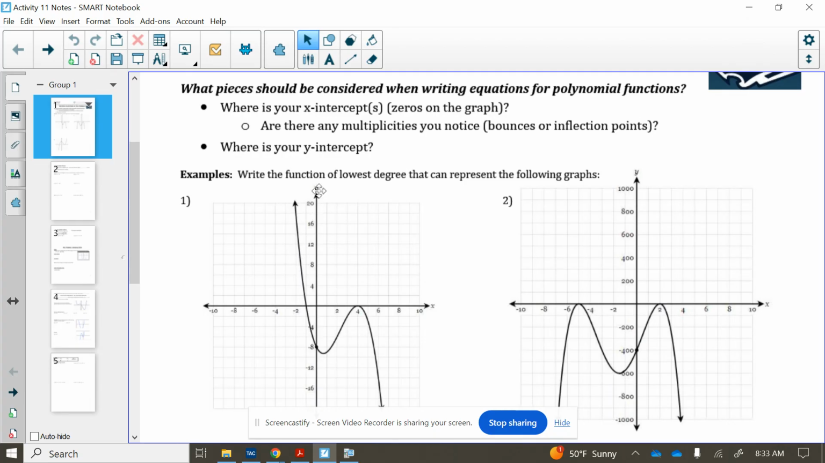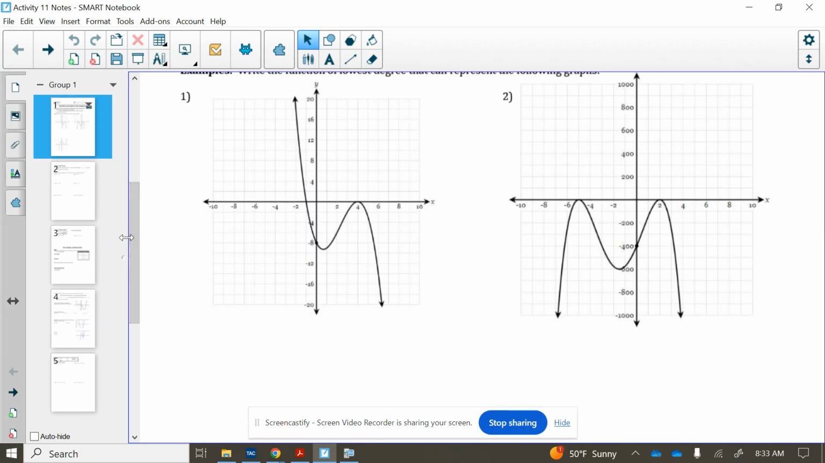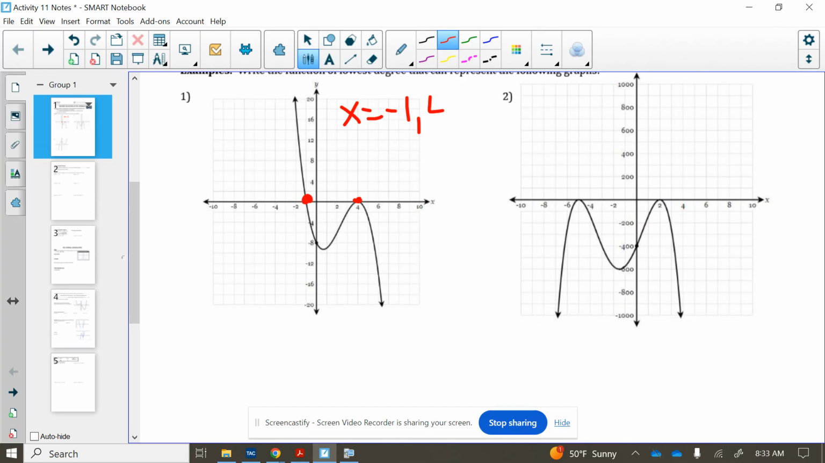We also want to consider the y-intercept of our graph because that can help us figure out what our leading coefficient should be. So for example, we see in number 1 that we have zeros at a couple of places. There is one at x equals -1, and there is one at x equals 4. So when we put this into our factored format, we know that there is a zero at x equals -1, so in factored form, that would look like x plus 1. A zero at positive 4 means that in factored form, it looks like x minus 4.